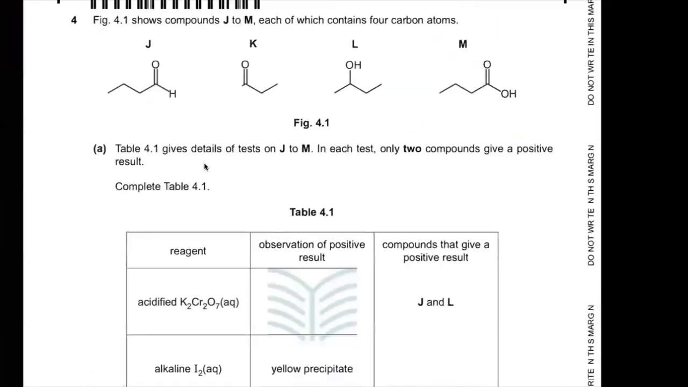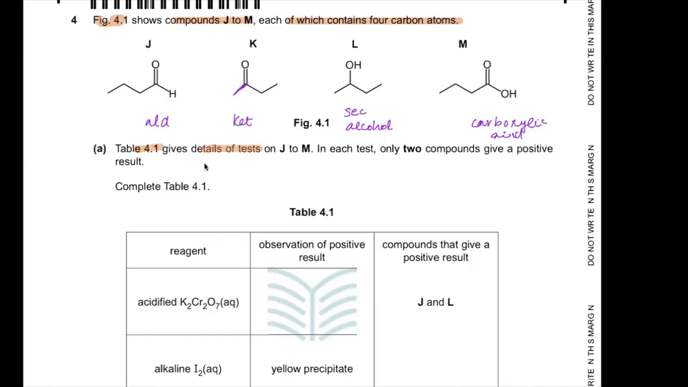Okay. Now question number 4. Figure 4.1 shows compounds J, K, L and M, each of which contains 4 carbons. So if you see, the first one is an acid, the third one is a secondary alcohol. No, the first one is an aldehyde. So 1, 2, 3. So it's a ketone, it's an alcohol, and it's a carboxylic acid, right? Okay.